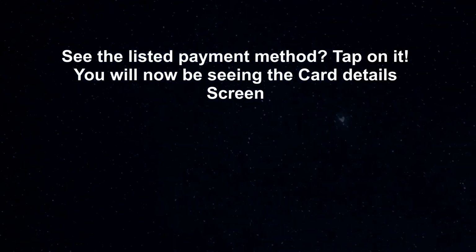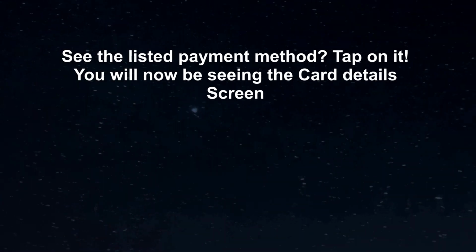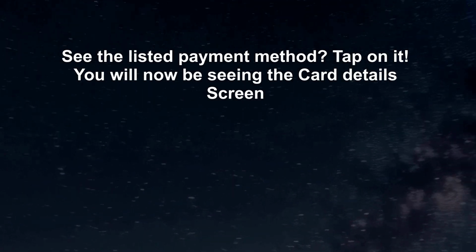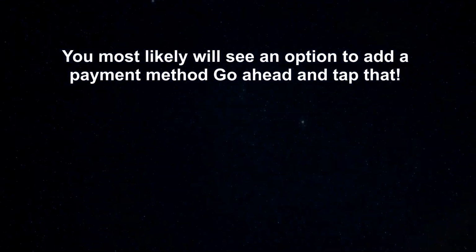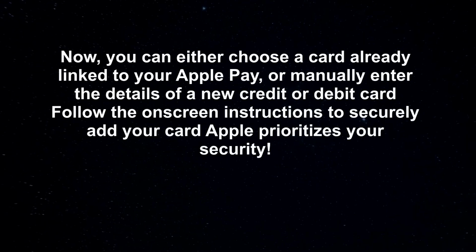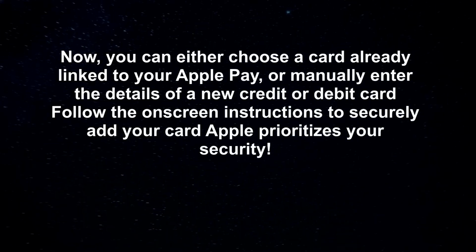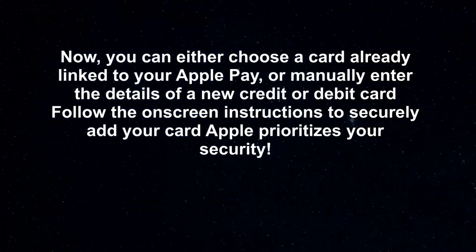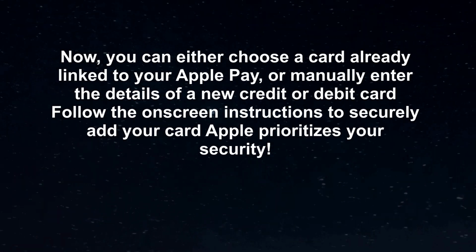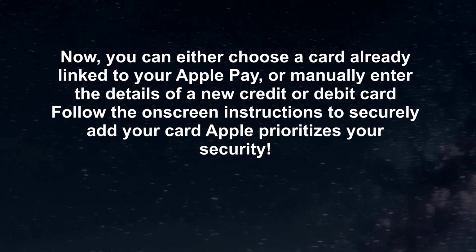See the listed payment method, tap on it. You will now be seeing the card details screen. You most likely will see an option to add a payment method. Go ahead and tap that. Now, you can either choose a card already linked to your Apple Pay or manually enter the details of a new credit or debit card. Follow the on-screen instructions to securely add your card.